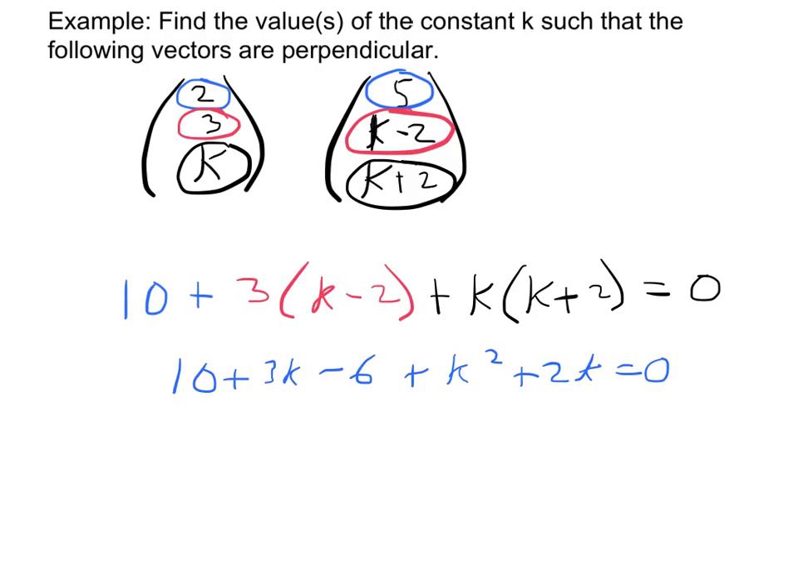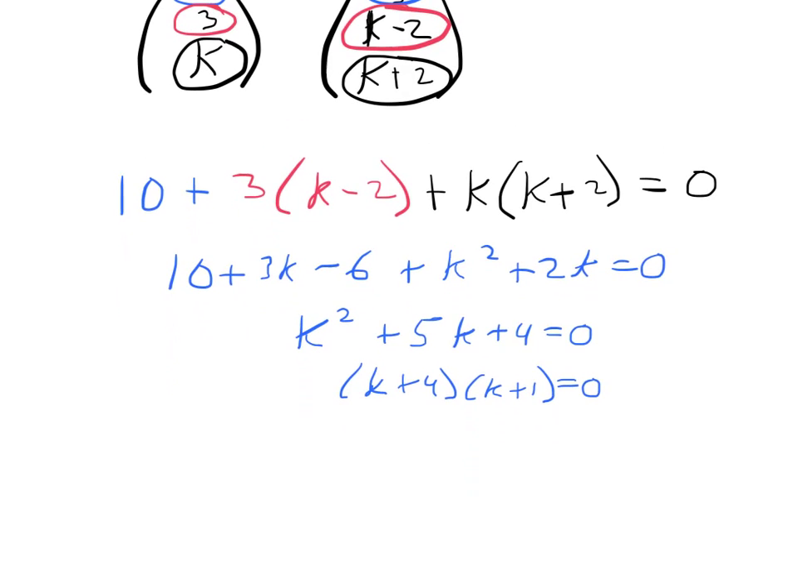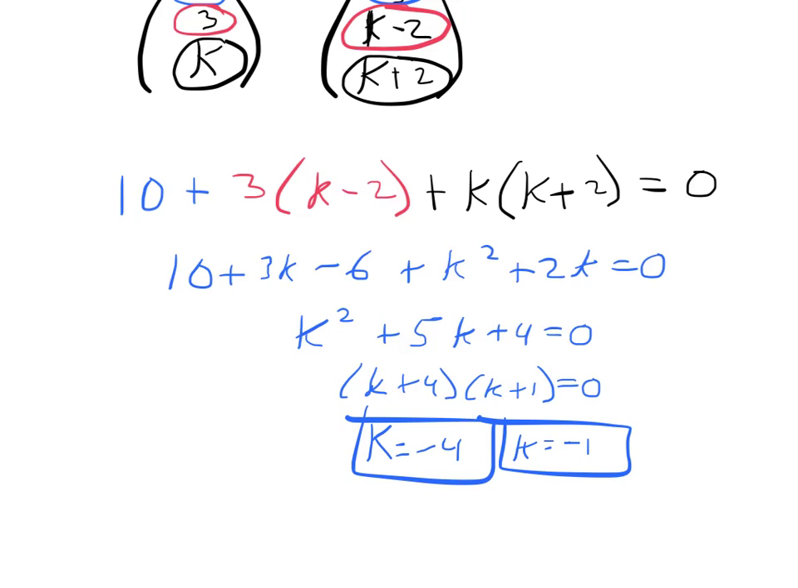And here we have a quadratic that we can hopefully solve. If I bring like terms together, I'll get k squared plus 5k plus 4 equals 0. This factors really nicely as k plus 4 times k plus 1 equals 0, which means there are two values of k. K could be negative 4 or k could be negative 1. Either one of these would lead us to two vectors that are perpendicular to one another.